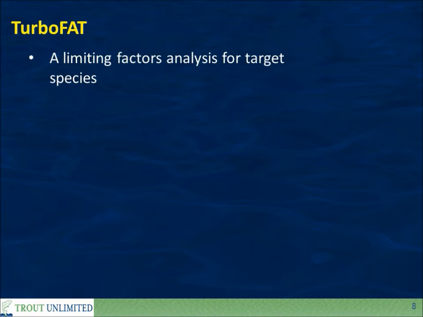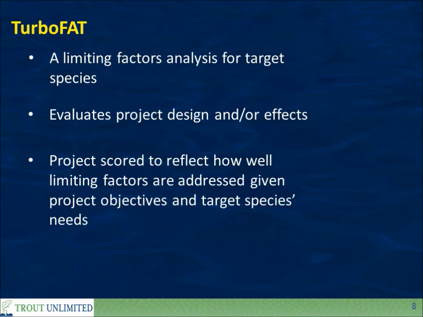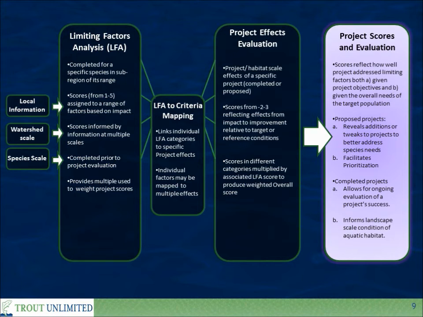Shifting from the landscape scale perspective of the CSI, the TurboFat tool provides a means for considering species limiting factors relative to project designs or proposals and the associated effects. Projects are scored to reflect the degree to which species limiting factors are affected by the proposed action. The TurboFat structure is informed by local information in addition to watershed scale information, while species-specific information can come from species recovery plans. These data are used to score a species limiting factor at a site on a 1 to 5 scale based on the importance of a list of stressors locally.